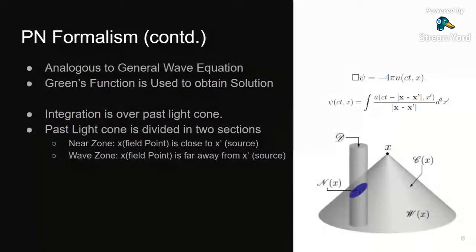Now, let's say that the source gives out some information and the information travels like a wave. The distance of one wavelength of that wave circles a region called the near zone, which is very close to the source, and all the rest of the past light cone is called the wave zone or the far zone. This is the near zone and this is the far zone. This distinction is needed for mathematical purposes, otherwise we don't need it for physics. But we'll see later how these two zones affect the calculations.